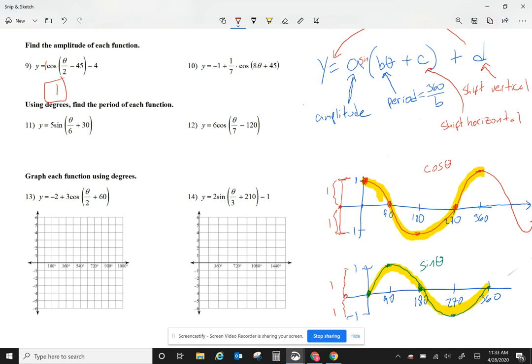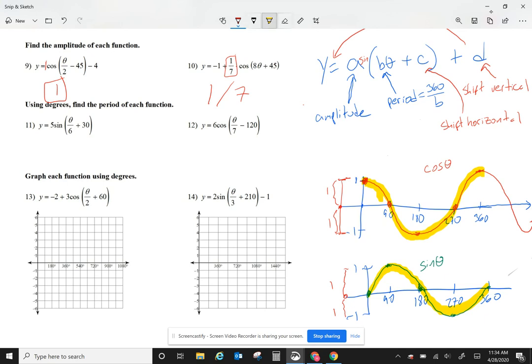Now, when I look at number 10, my amplitude, the one number in front of cosine, it could be cosine or sine. But the number right in front of, in this case, cosine, my amplitude is 1 over 7. So the way I will type that is 1 over 7.